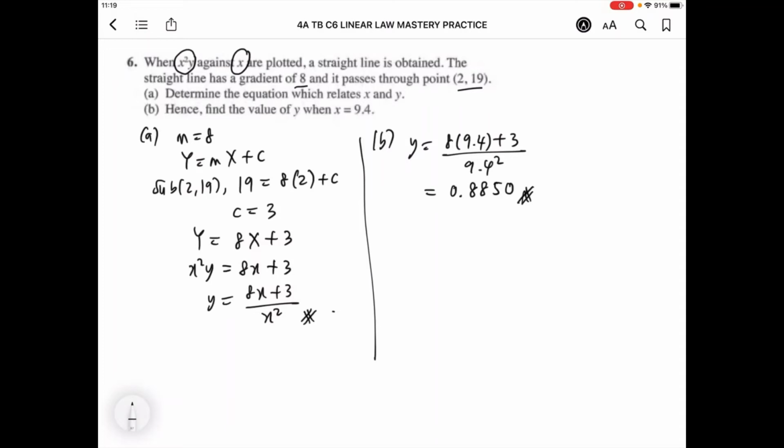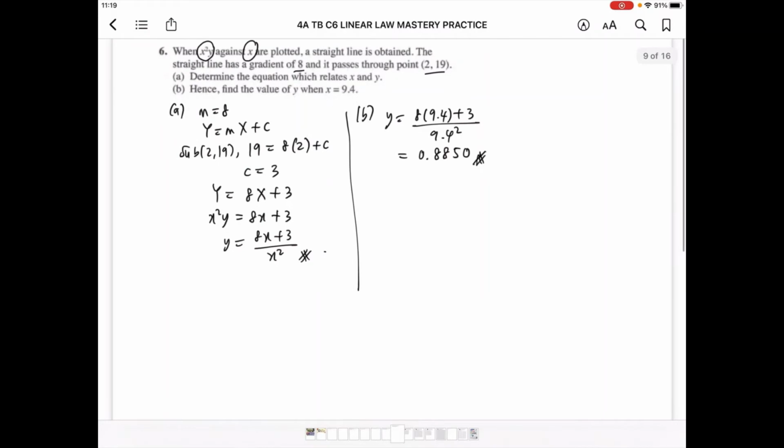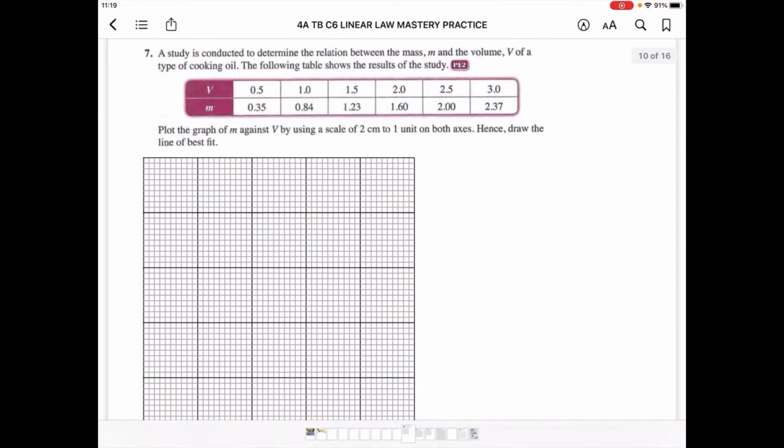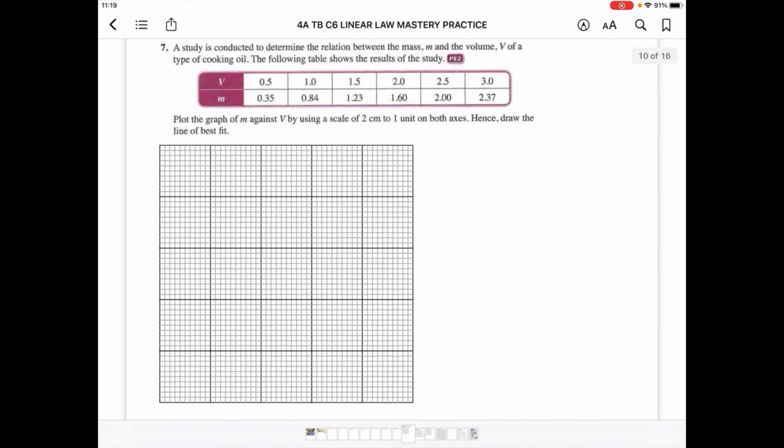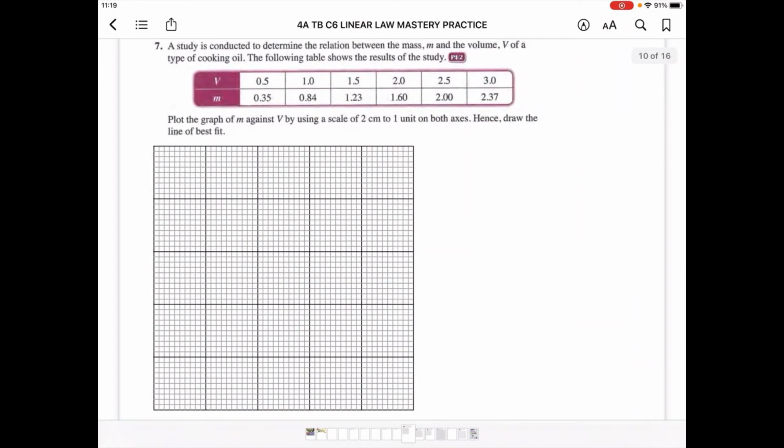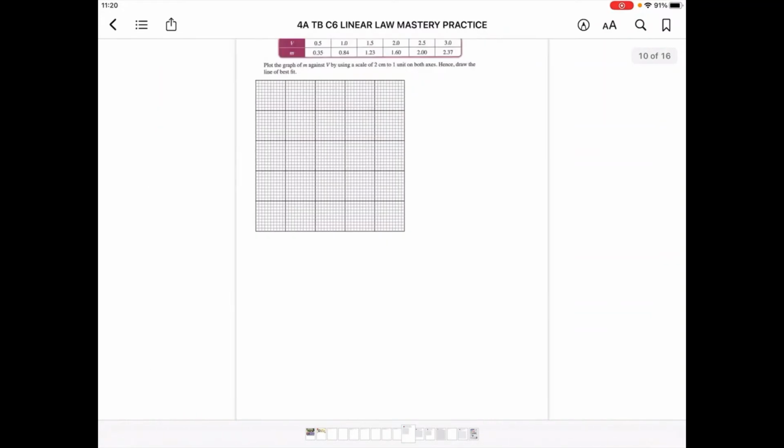Moving on, number 7. We have to draw a graph. To draw this graph, we're supposed to plot m against v. That means m is the mass on the y-axis, v is your volume on the x-axis. I will use 2 cm to 1 unit on both axes, so it's quite small. That's why I put a small graph paper here.